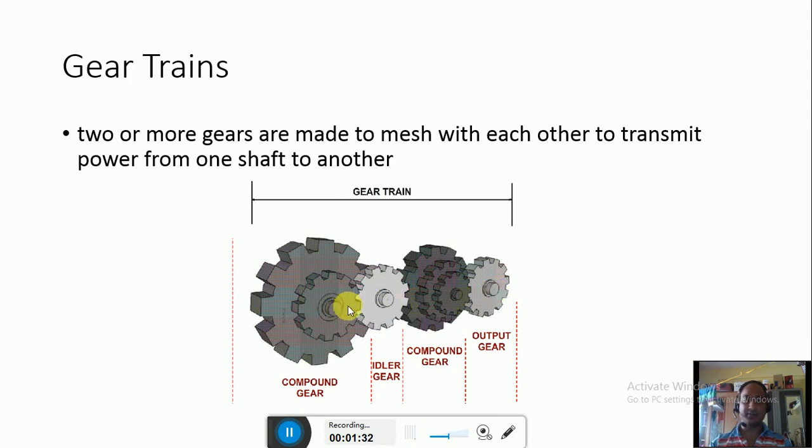Now let us understand the power flow. Let us consider that this is your driving shaft and this is your output, the driven shaft. Then the power is transmitted from this gear to this gear, and from this gear to this gear. So power is being transmitted and modified between the shafts using the gears. This is called your gear train.